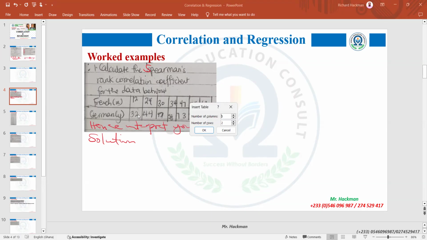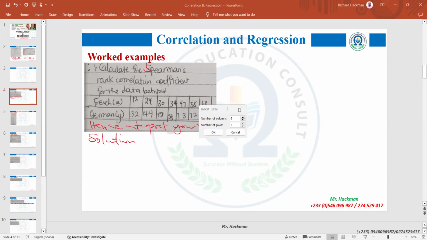Then after that, you introduce your D, which will be the difference between the rank of X and the rank of Y. After that, you go and find D squared. So indirectly, you are going to have 6 columns. Now the number of rows, we know how we determine our number of rows. How many rows do you think this table will give us?